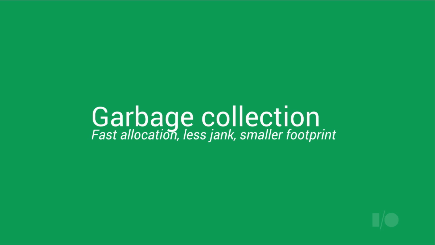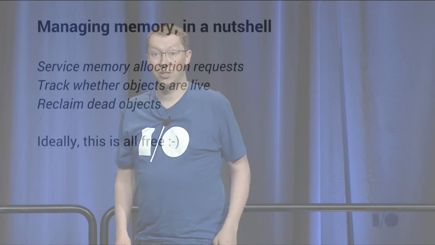So I'm going to talk about garbage collection and basically how we're going to achieve fast allocation. What we've been really focusing on is less jank, giving you a buttery experience when you're using Android, and minimizing the memory footprint. So what is the memory manager trying to do?